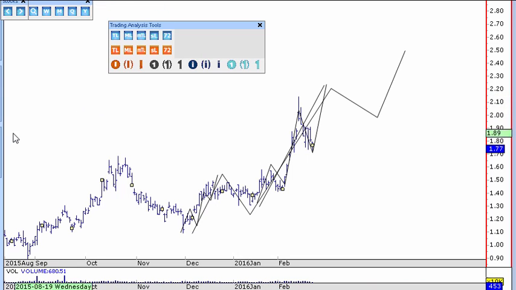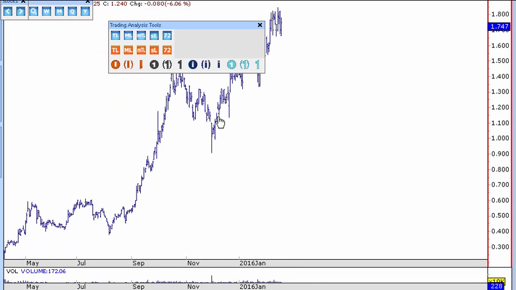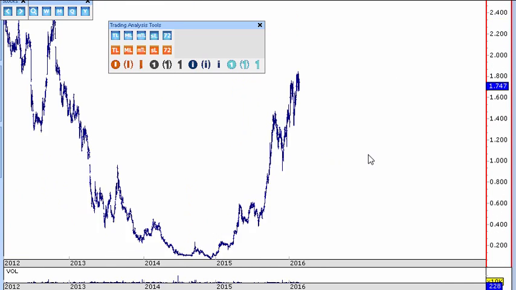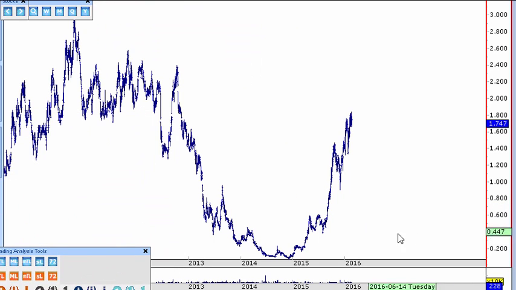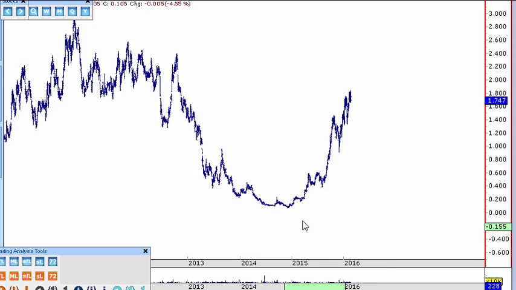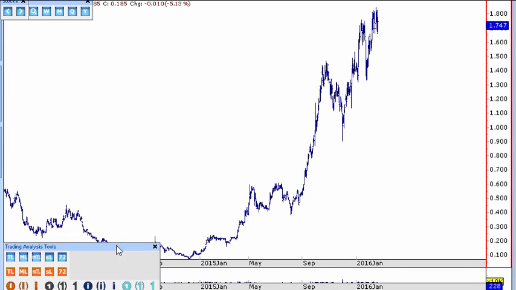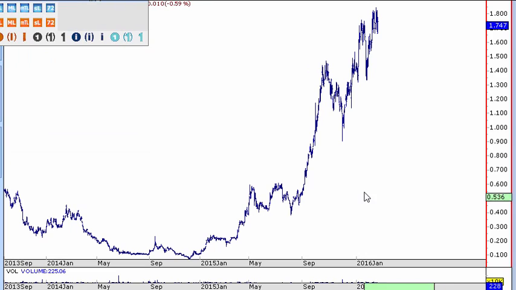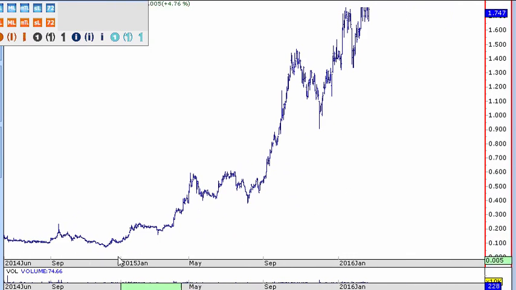If we have a look at SBM, which is St Barbara, a smaller stock as well, and just bringing all this in here. Right from the bottom here, it's been moving up for quite some time. So this is nothing new to a lot of people. However, in this particular case, from the low here, if you've got a keen eye, 1 and 2 and 3 and 4 and 5.